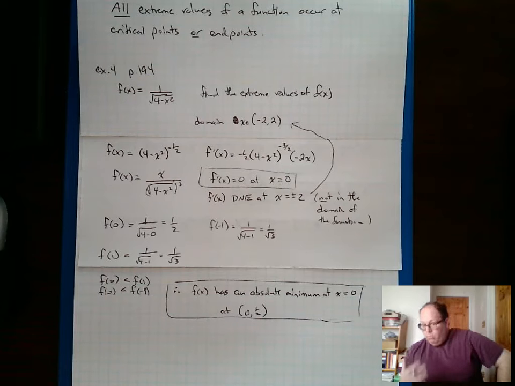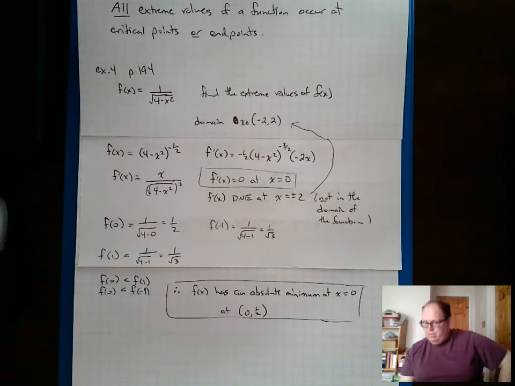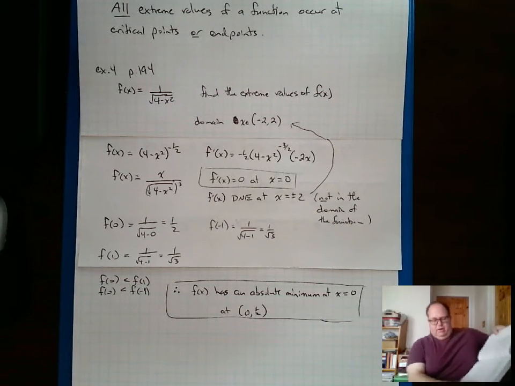And since there's only one, and by the extreme value theorem, there's got to be an absolute maximum or minimum somewhere in here, then that's got to be an absolute maximum or minimum. Okay, I'll do one more quick example, and we'll leave it there.